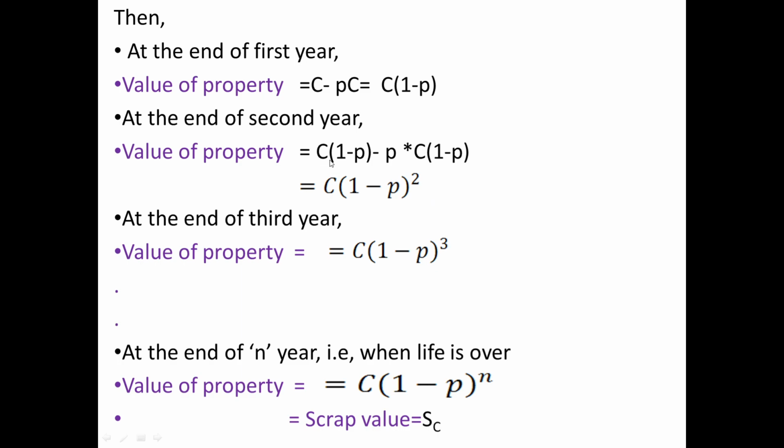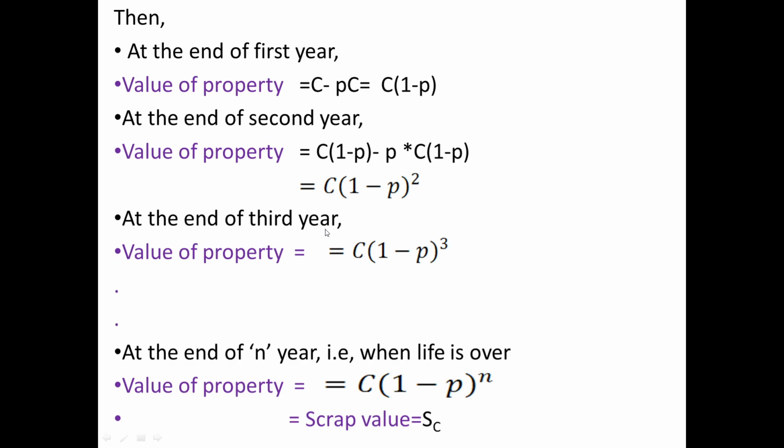See here, this particular term, C into (1 minus P), is the present value of the property. And in 1 year, it is going to lose at the rate of P. So multiplying by P to this value, you will get the value of the property after 2 years, that is C into (1 minus P) bracket square.